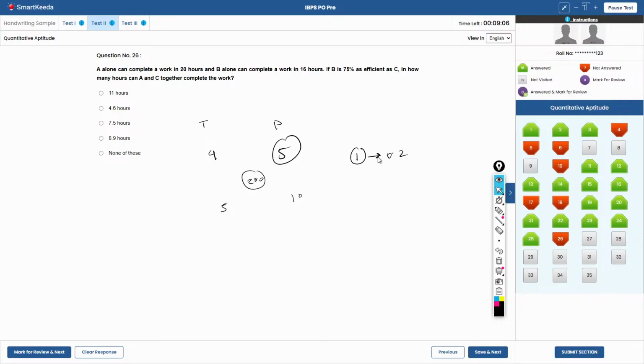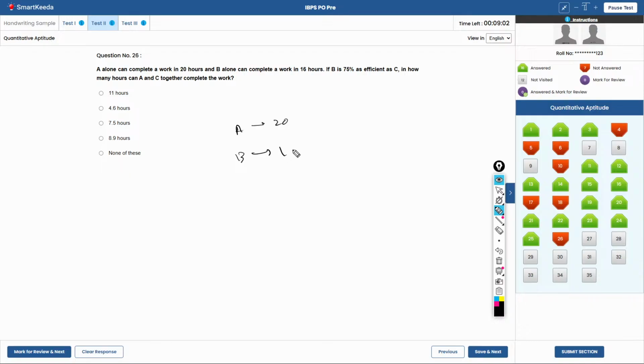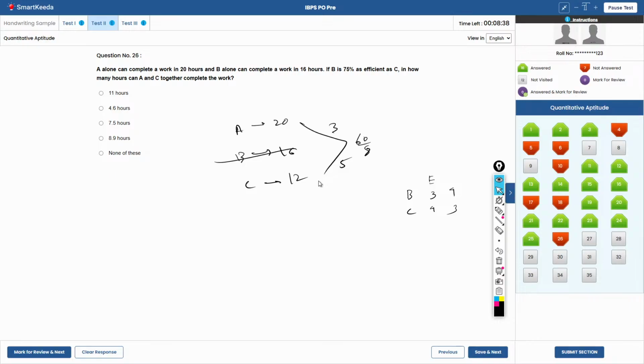A alone can complete in 20 days, 20 hours. B can do it in 16. B is 75% as efficient. So B and C efficiency is 3, 4. So time is 4, 3. So 12. A and C together can complete in how many hours? So take it as 60. So 3, 5, 60 by 8, 7.5 hours.